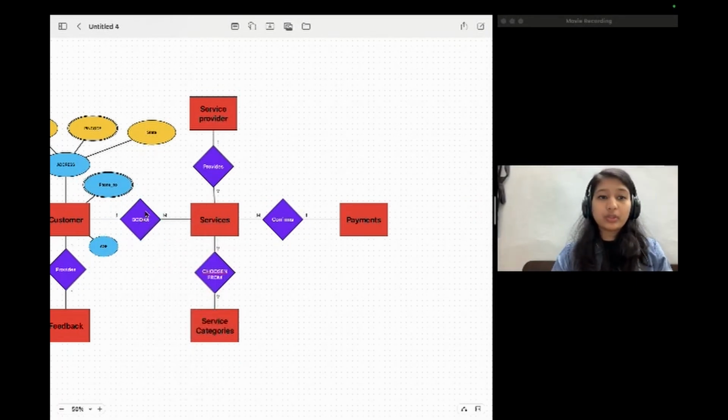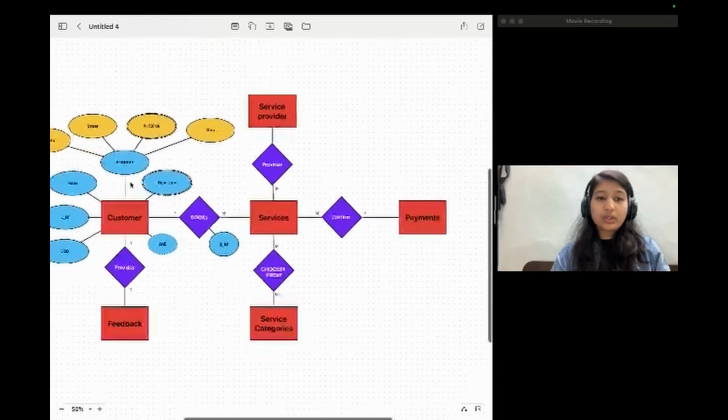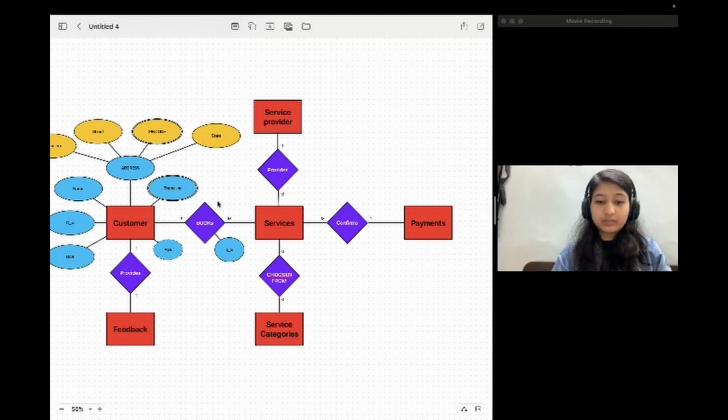Now let's go towards the books. It can also have some attributes like booking ID. It also includes the customer ID. And the other things, it includes the date, time, and status.